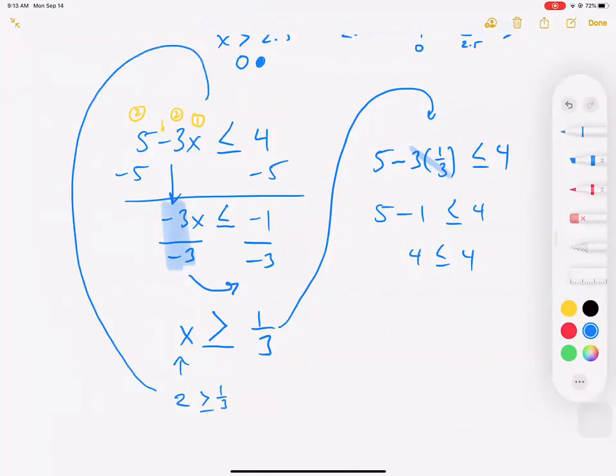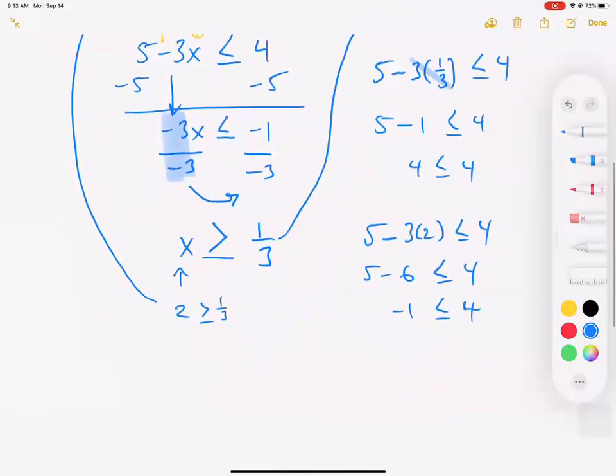So if we plug in 2 here, just double check. 5 minus 3 times 2, is that going to be less than 4? 5 minus 3 times 2 is 5 minus 6. Is that less than 4? -1 is less than 4. It is. Okay, so just to double check that.